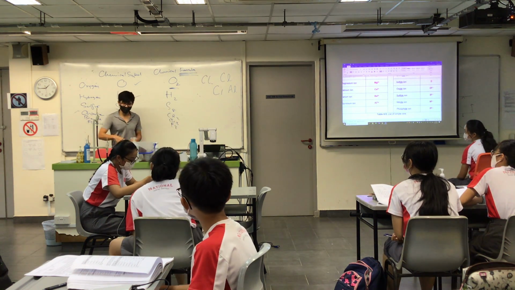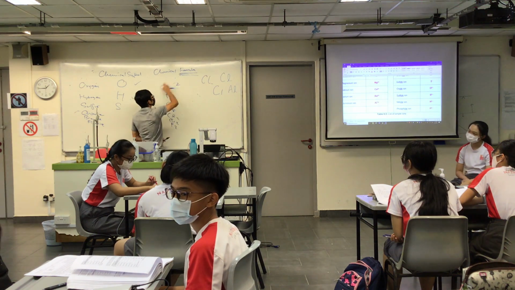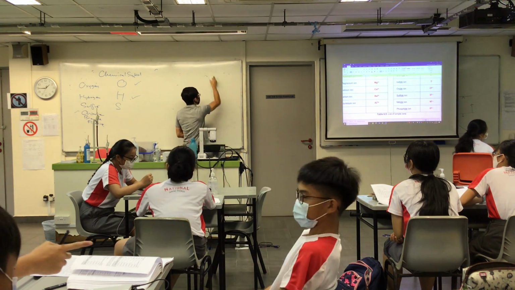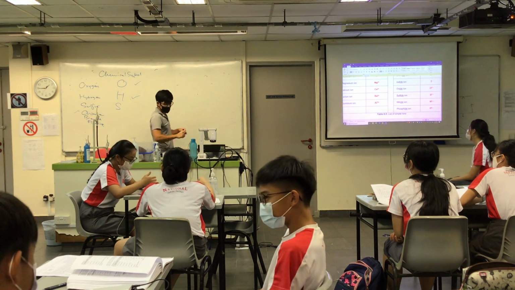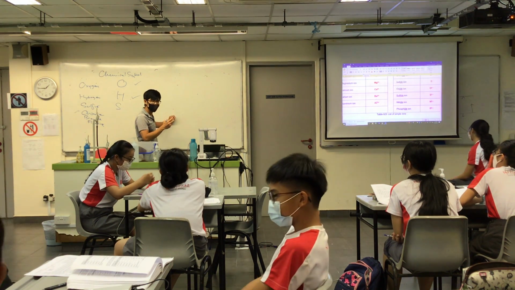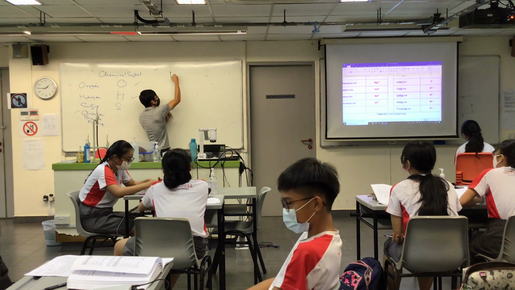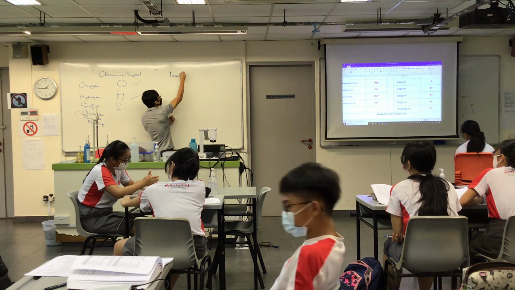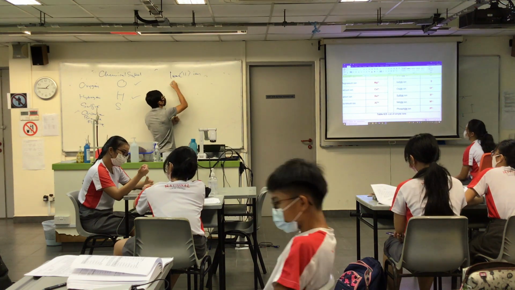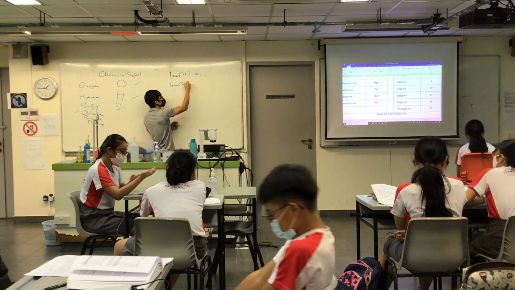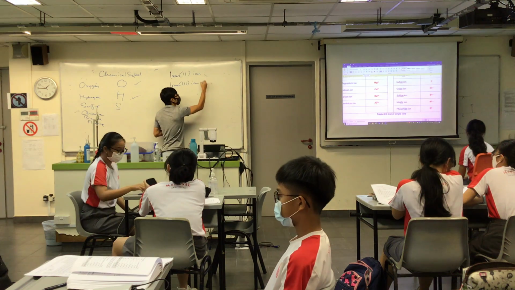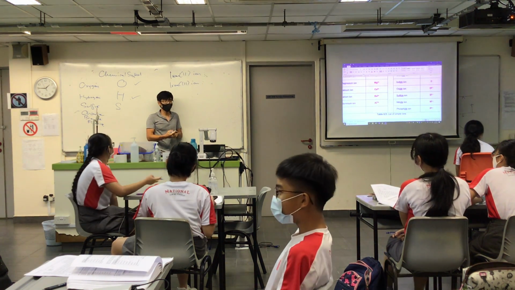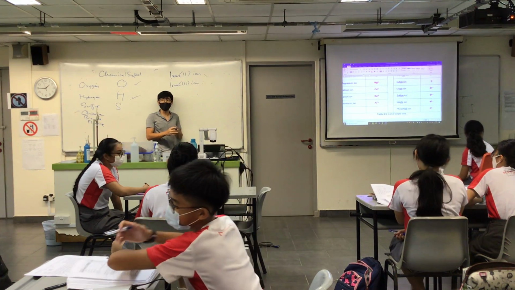I must erase again. I'll show you two examples, then you go and try the rest. Iron, you put Fe. Iron 2 ion and iron 3 ion. Iron can actually give up different numbers of electrons and result in different kinds of ions.